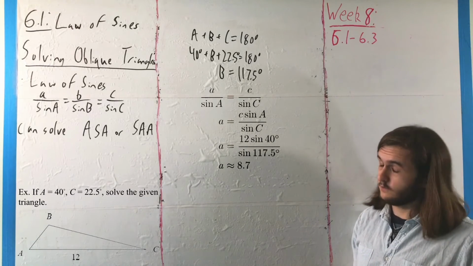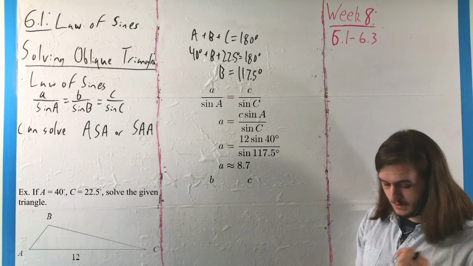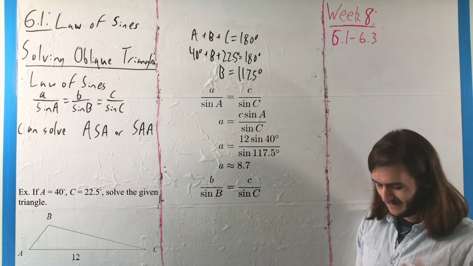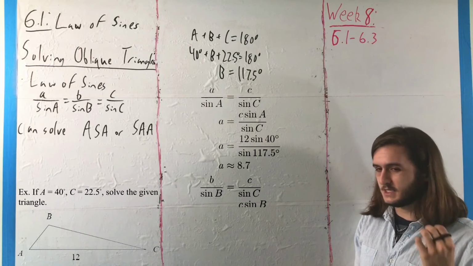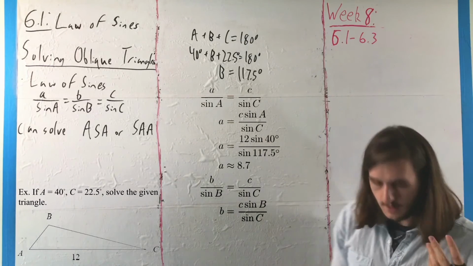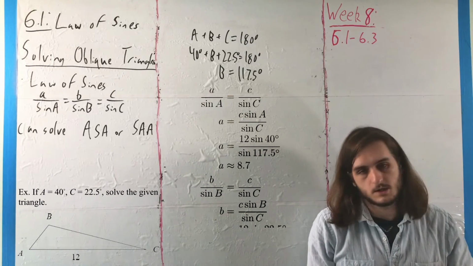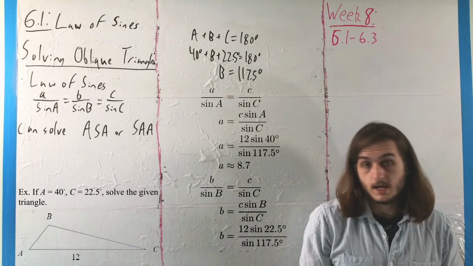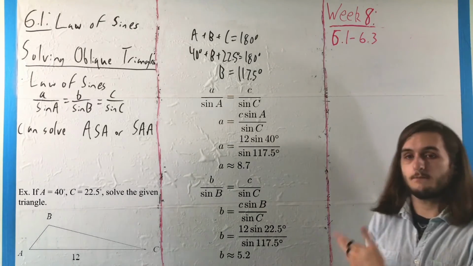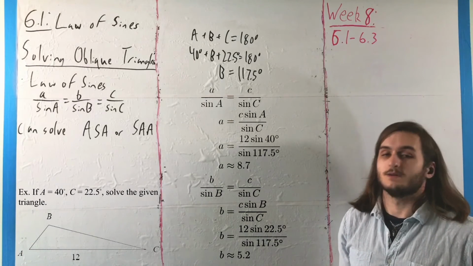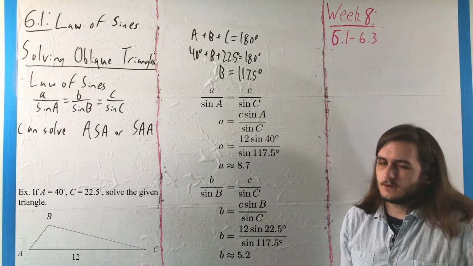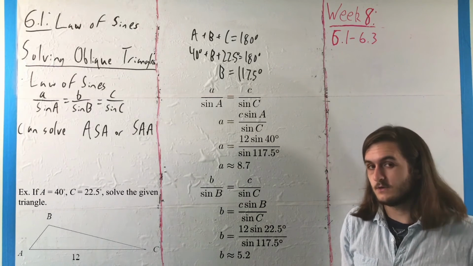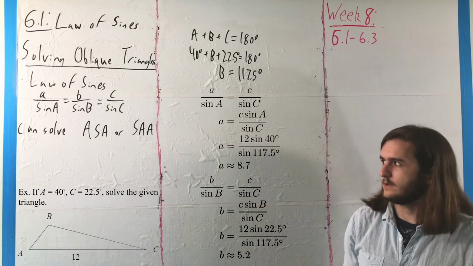And very similarly, if you want to get B, we have B over sine of B equals C over sine of C, or B is equal to C sine B over sine C. Plug in our numbers, 12, 22.5, 117.5, excuse me, and we'll get B is approximately 5.2 unitless measurements. It doesn't really matter what that number is in terms of meters, centimeters, inches, miles, what have you. We know what it is roughly.